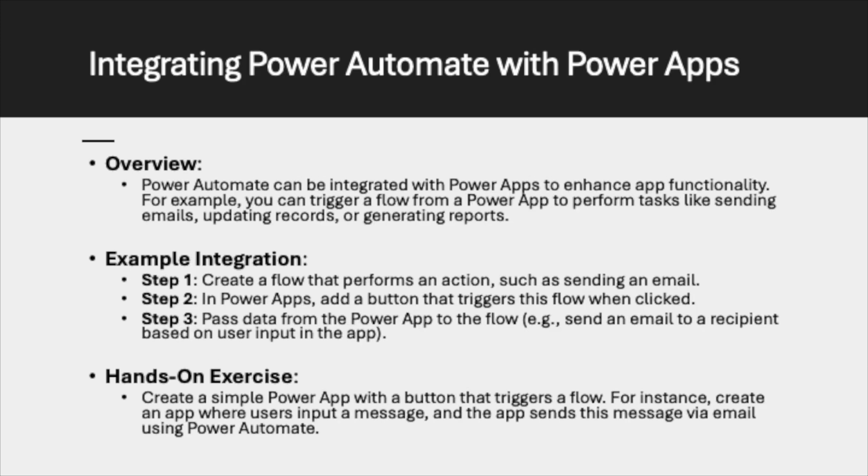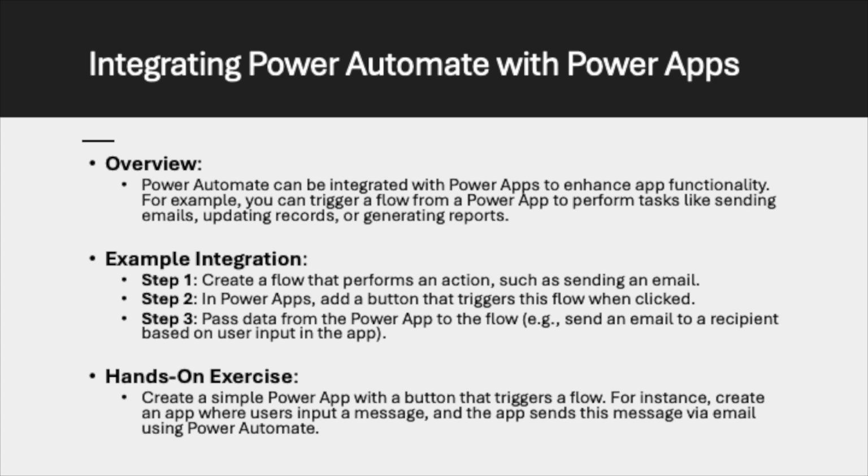Integrating Power Automate with Power Apps. Power Automate can be integrated with Power Apps to enhance app functionality. For example, you can trigger a flow from a Power App to perform tasks like sending emails, updating records, or generating reports. Example integration: Step 1, create a flow that performs an action such as sending an email.